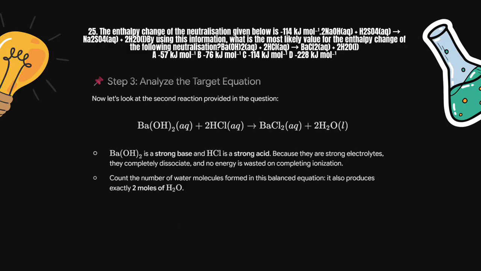Step 3. Now look at our target equation. Ba(OH)2 + 2HCl reacts to form BaCl2 + 2H2O. Barium hydroxide is a strong base and hydrochloric acid is a strong acid. Just like the first reaction, this equation also forms exactly 2 moles of water.